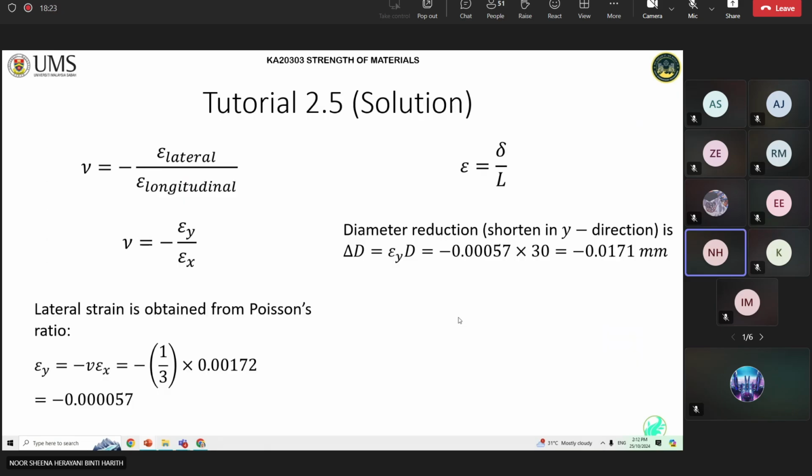Okay, so that's all for the section on the Poisson's ratio. Do you have any questions? If you don't have any questions, you can put thumbs up or clap your hands. Thumbs up if you understand. Right, very good. Okay, it's quite direct. One question.